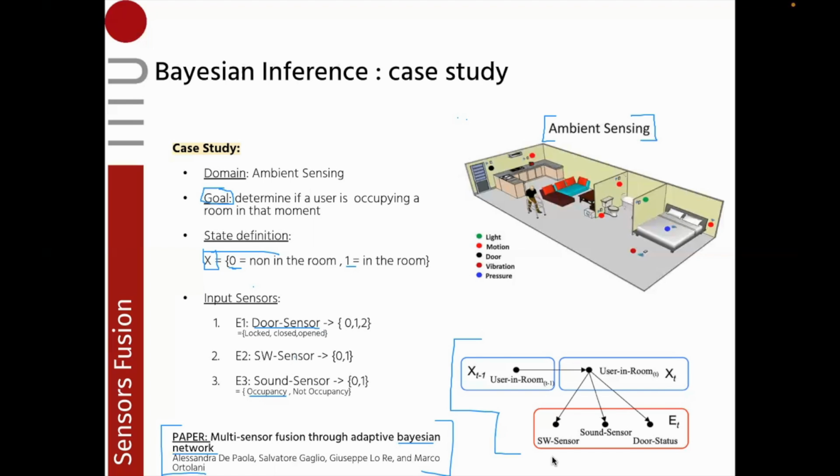So in the picture here on the bottom right of the slide, we see how this can be considered as part of a Bayesian network. So at time t, we have the state x of t, which provides us the presence or not presence of the user in the room. And this is what we want to determine. This is the goal of the Bayesian network, the state. And the evidences in this case, the E of t, are provided by the sensors. So we have the sound sensor, the door status, and the software sensor.